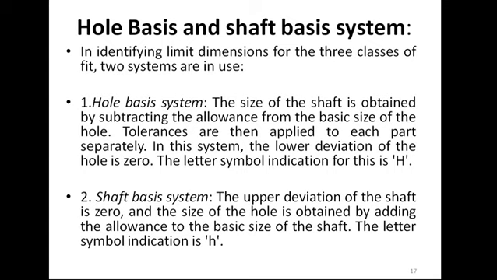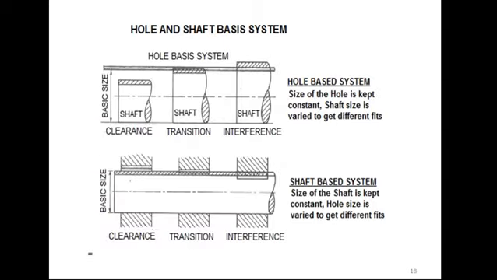And if you want a transition fit, either the interference or the clearance, in between this we can call it a transition fit. On the basis of that, the sizes of the hole we are going to change. So this is the hole based system and the shaft based system. Here we have given an example of the hole based system and shaft based system by using this figure. You can understand very easily by observing this figure.